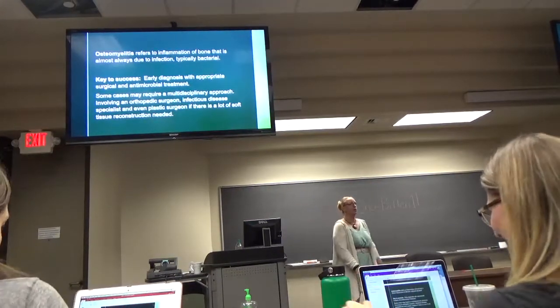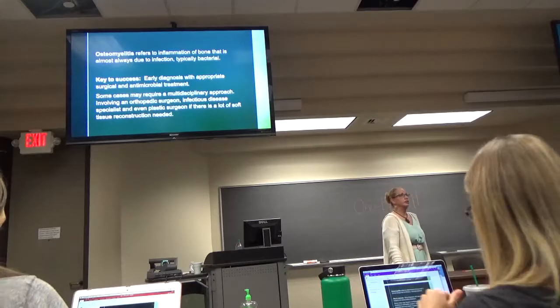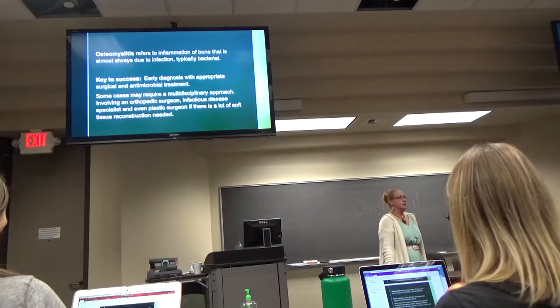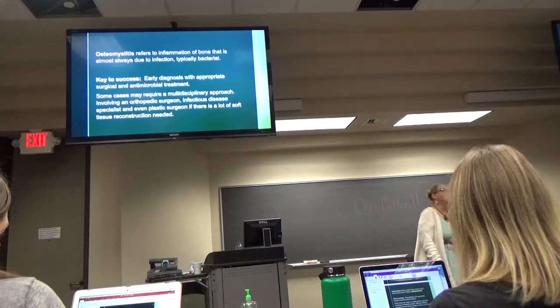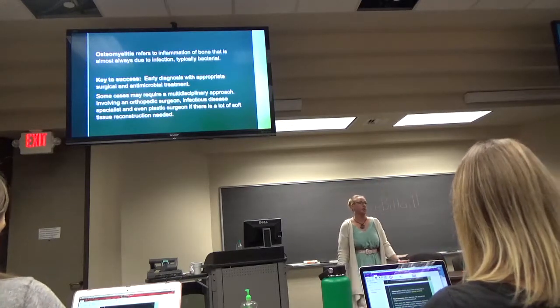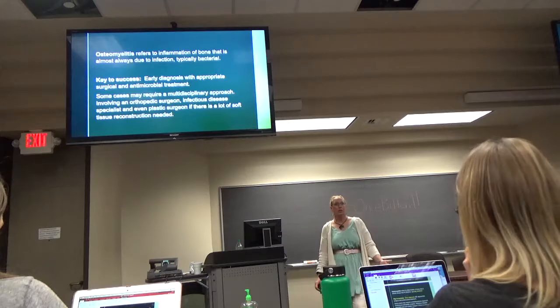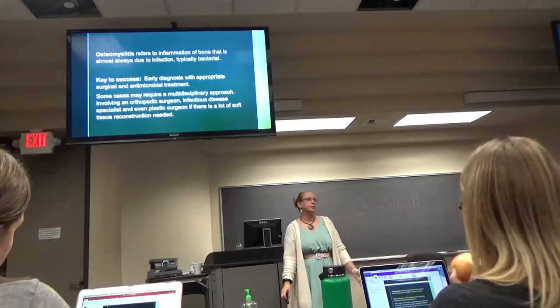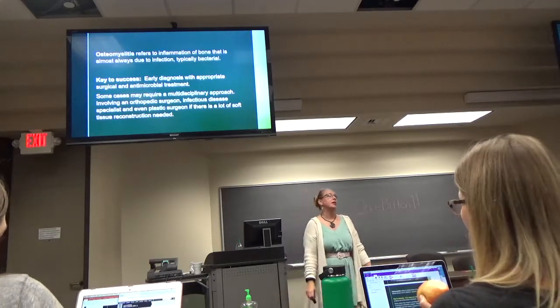Always due to bacterial infection. Early diagnosis is going to be key. So appropriately, sometimes the treatment is just antibiotics, whether it's PO or IV. Sometimes it's surgical debridement, depending on how involved it is.